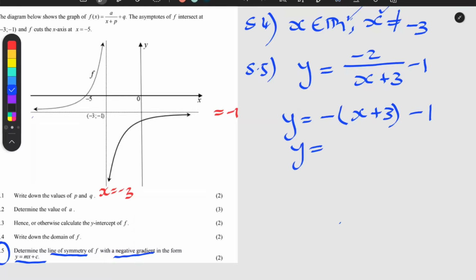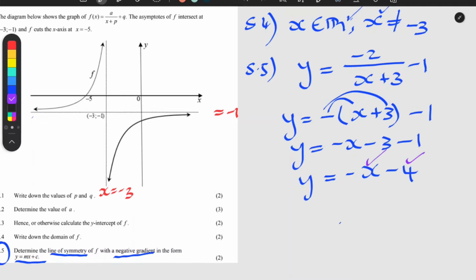Now remove the brackets. So this minus 1 comes from this minus 1. So now you just remove the brackets. This is negative x. This is minus 3 minus 1. Add the like terms, negative x minus 4. And that's the axis of symmetry with a negative gradient. Here you get a mark for your gradient and that y-intercept over there. And that's a 2-mark question.